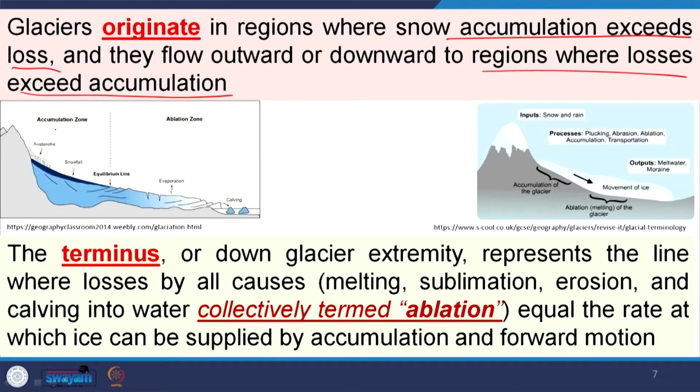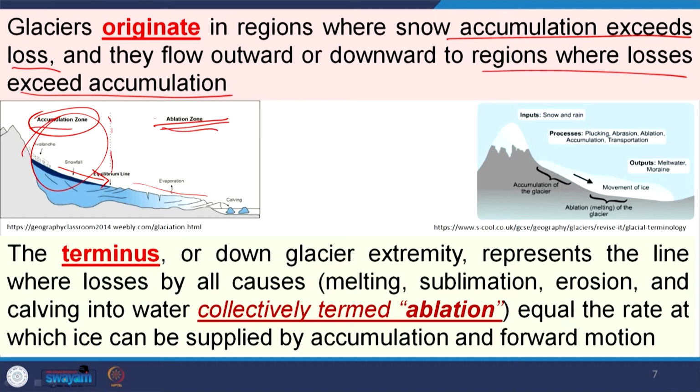Here, if you see this photograph or this diagram, this is called the accumulation zone. In the accumulation zone, the loss is less as compared to the accumulation, or the gain. But here it is called the ablation zone. Ablation zone means here loss is more as compared to accumulation. That means here we are adding ice mass, and due to its own weight and its slope, this ice sheet is moving downward, and it is coming to an environment where its loss is more as compared to its accumulation. So, that is called the ablation zone, and that is called the accumulation zone.